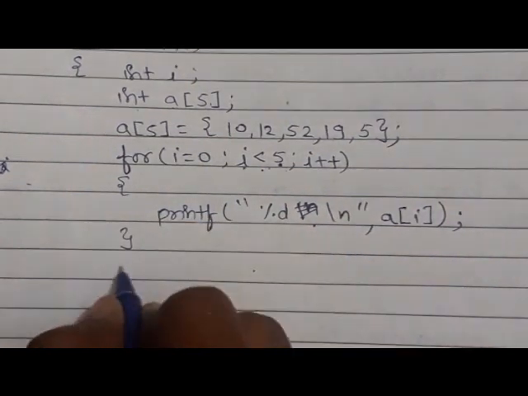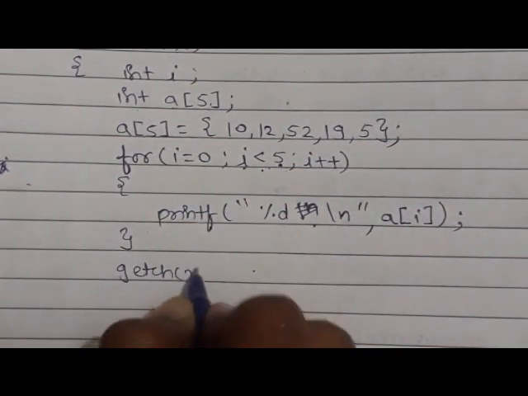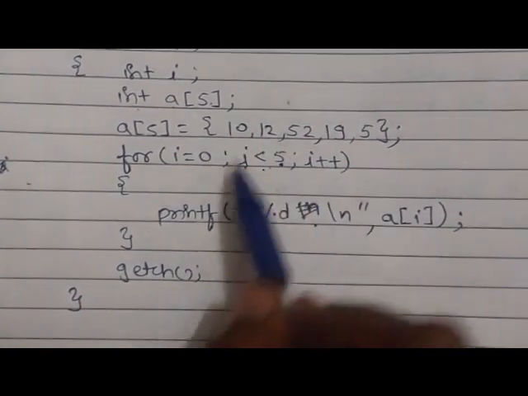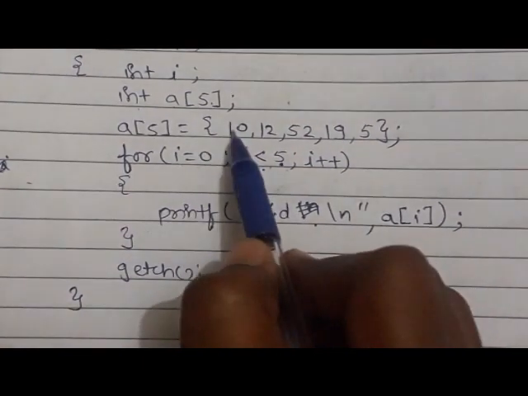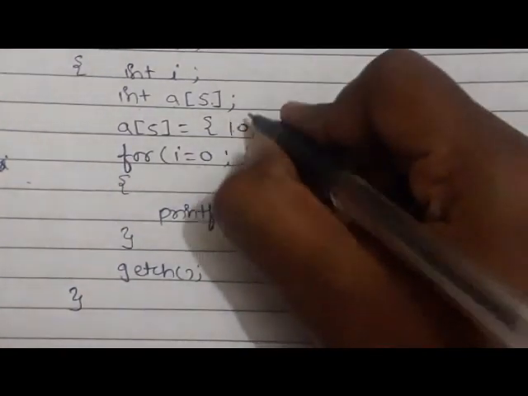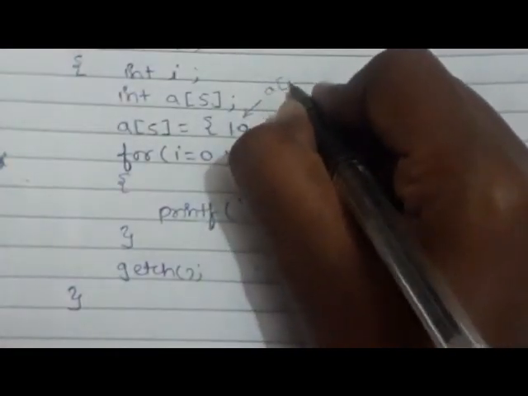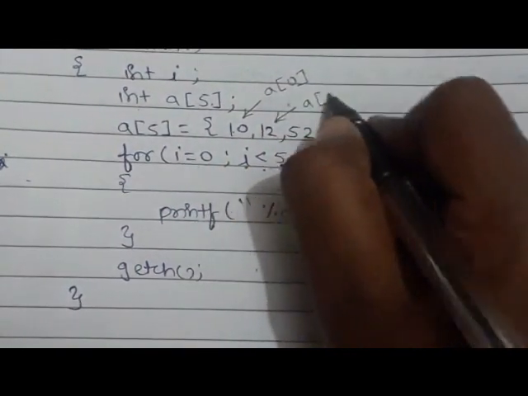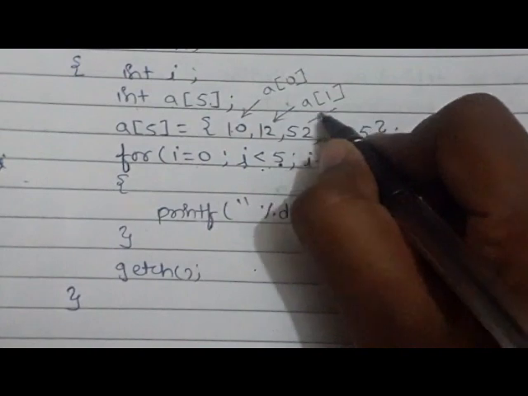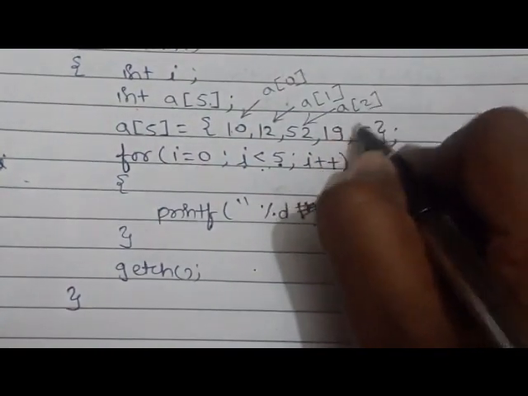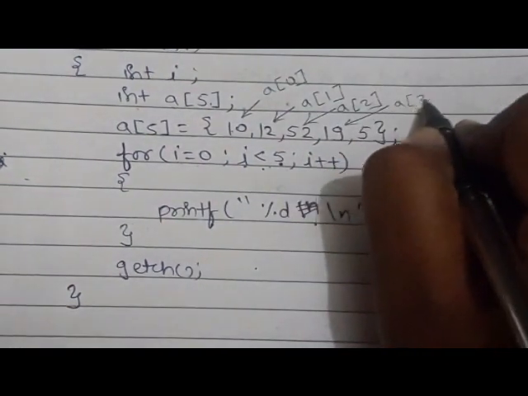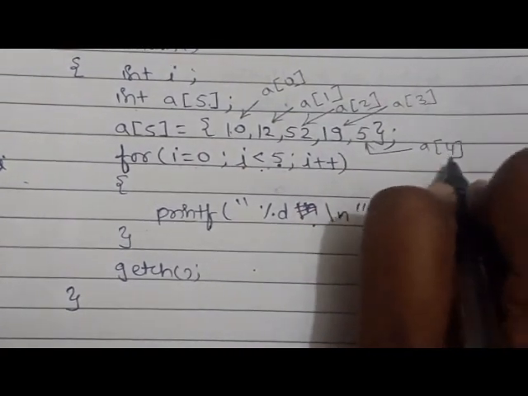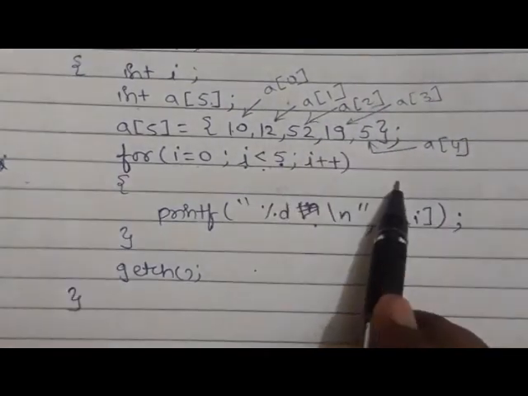So in this way we can store or we can print the array. Now when I is equal to 0, the first value is stored at a of 0, the 0th index. The next value is stored at a of 1. The 52 is stored at a of 2. The next value is stored at a of 3. And the last value is stored at a of 4. So in this way the values will be stored.